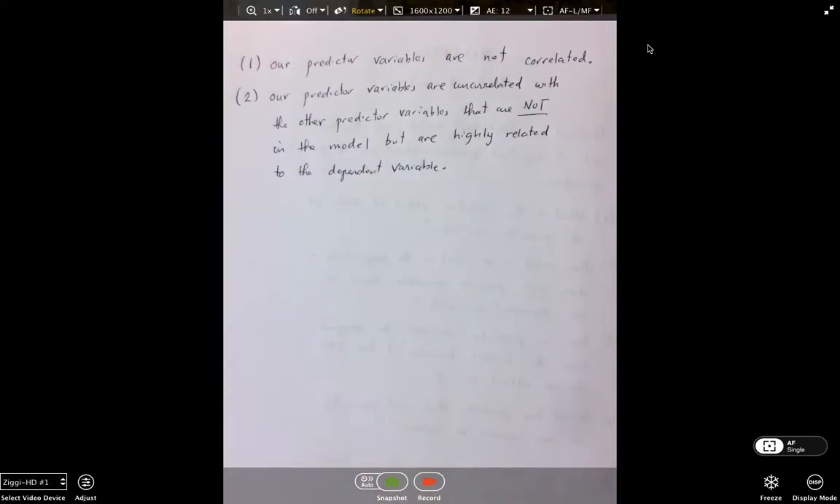All right, so again, we want to know that the predictor variables that we've regressed Y on don't have high correlation between any pairs of predictors. And we want to know that there's not some variable out there lurking around that's highly related to the dependent variable that we haven't included in our model.